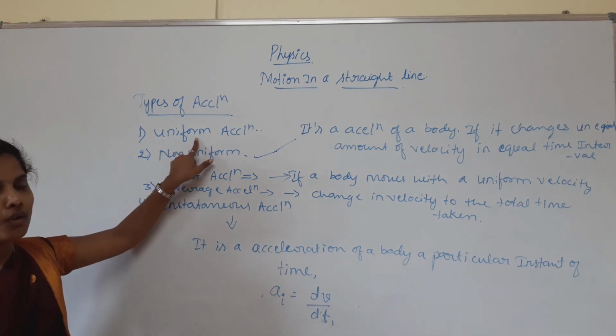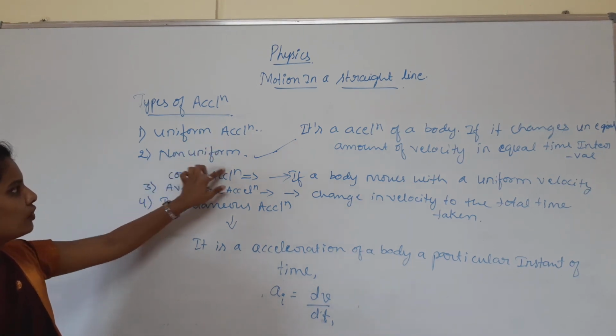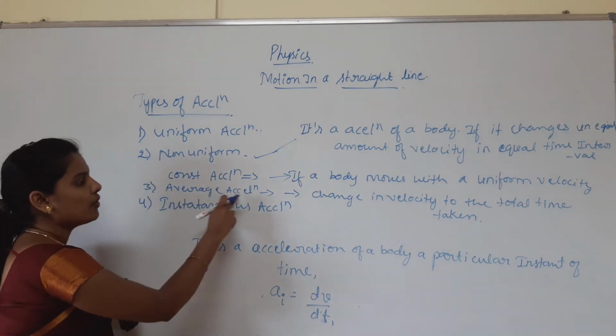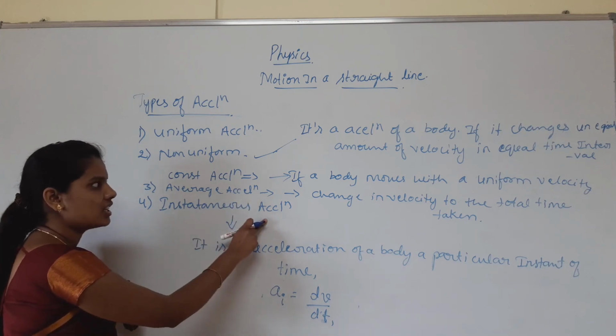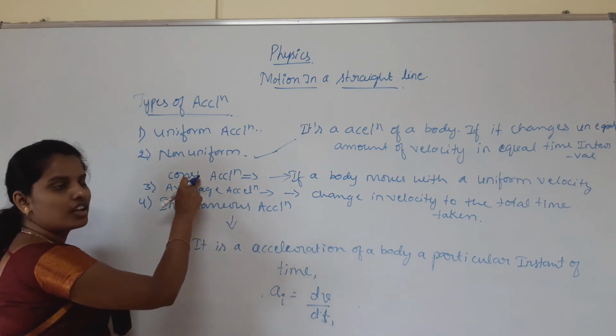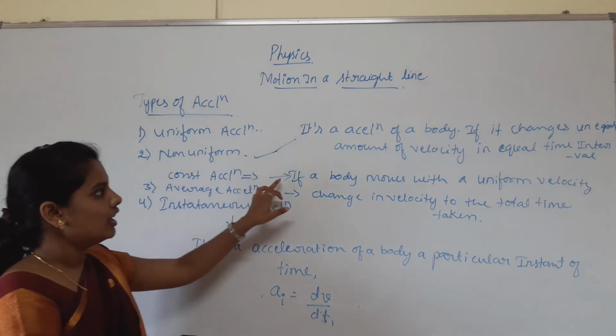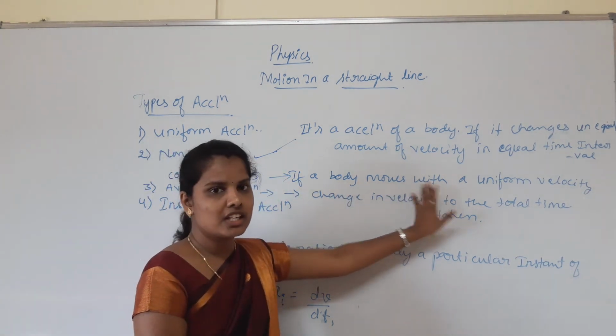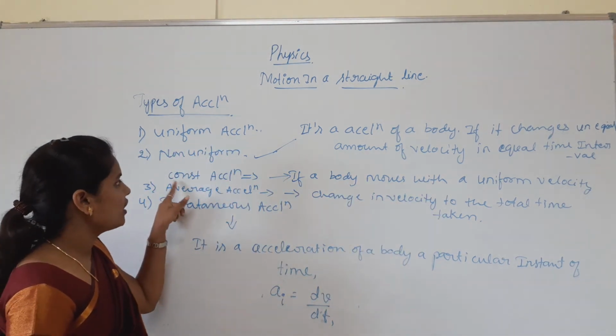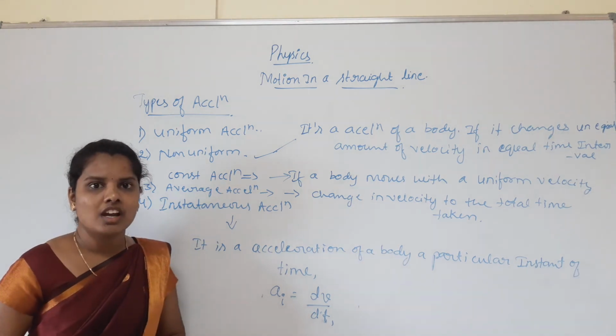First one is uniform acceleration, then non-uniform acceleration, average acceleration, and instantaneous acceleration. Along with that, constant acceleration is there: if a body moves with a uniform velocity, then only it is called constant acceleration. I will end here.